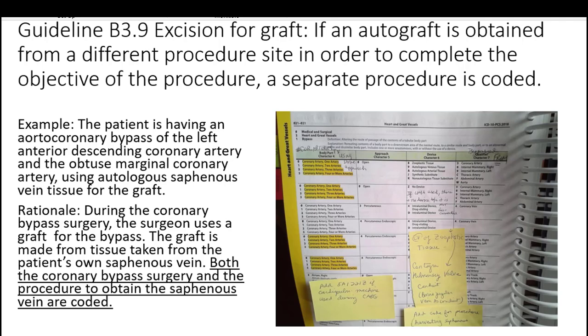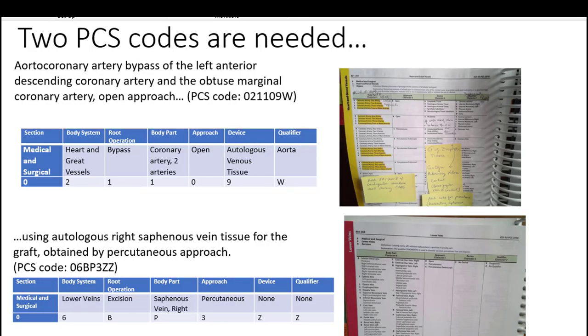So the example given is the patient's having an aortic coronary bypass of the left anterior descending coronary artery and the obtuse marginal coronary artery using autologous or his own saphenous vein tissue for the graft. So the rationale is that during the coronary bypass surgery, the graft is used. It's made from tissue taken from the patient's own vein. So both the coronary bypass surgery and the procedure to obtain the saphenous vein are coded. That is called harvesting, when you have to get the saphenous vein. So 2 PCS codes are needed.